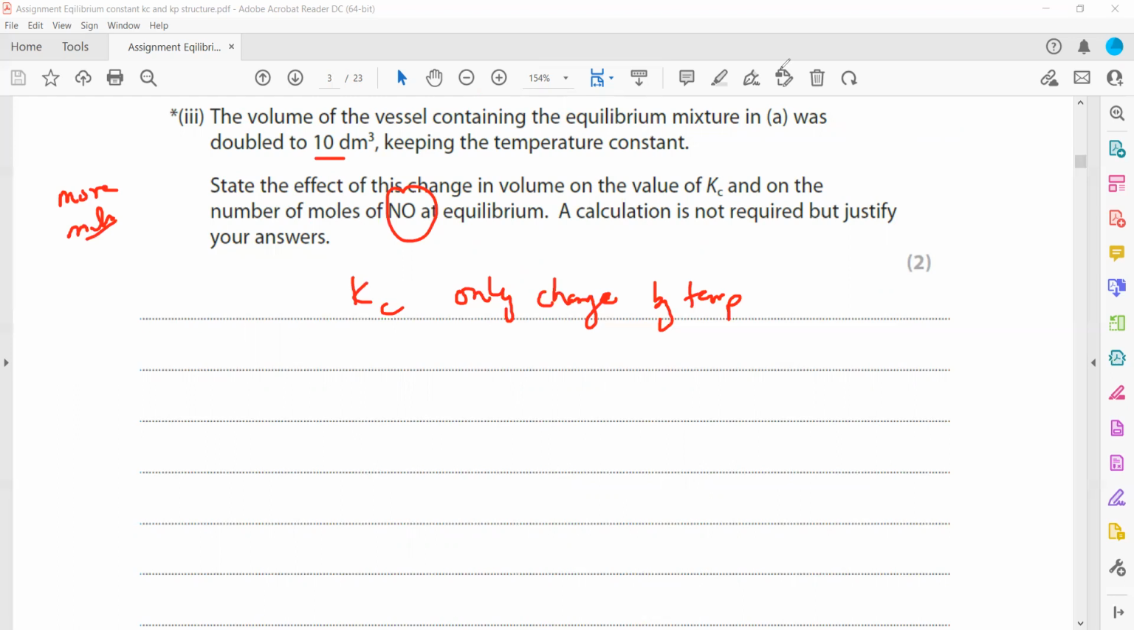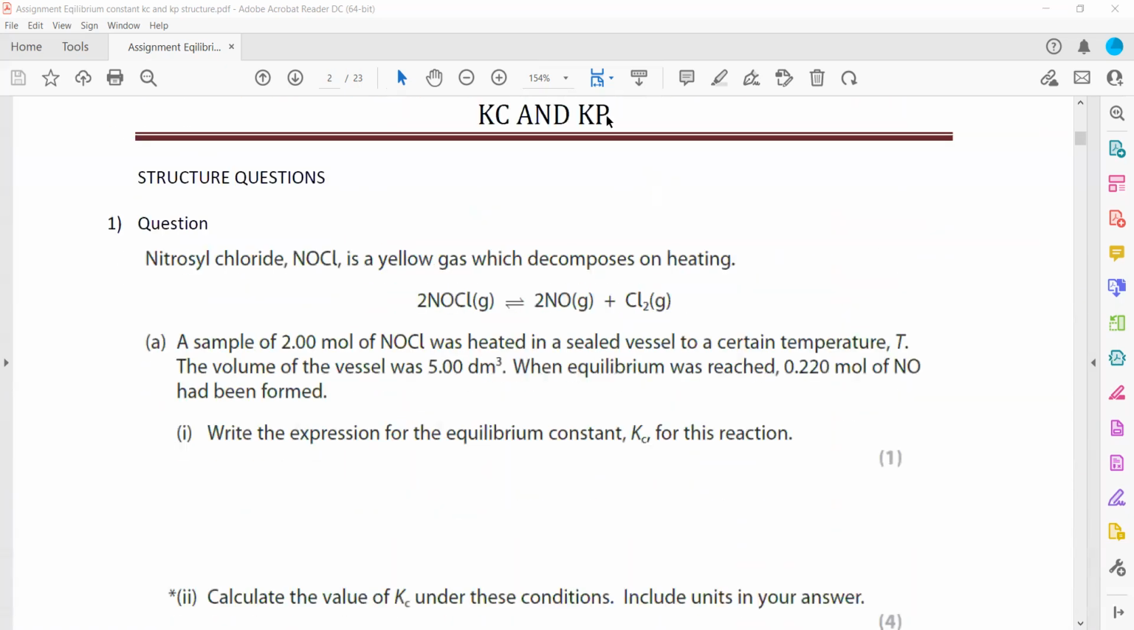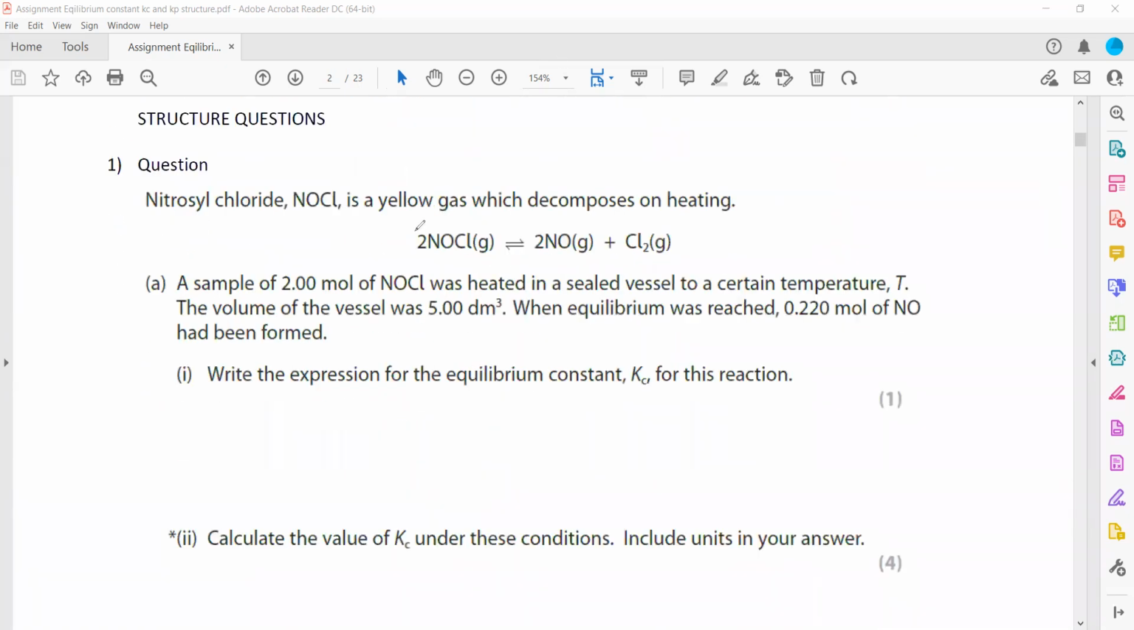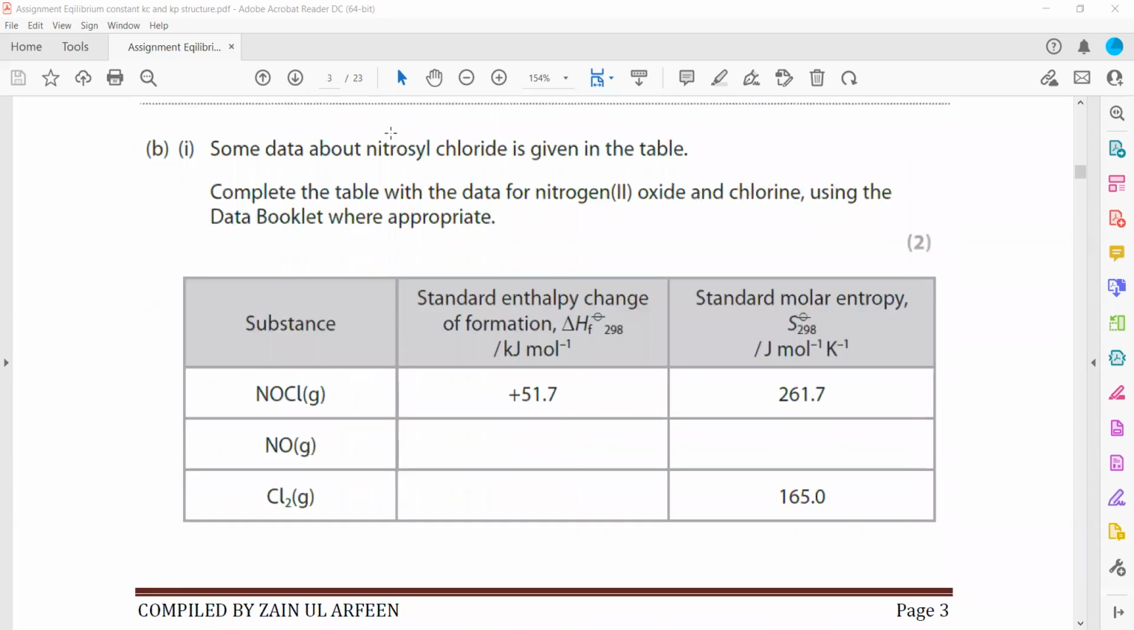So when we check the total number of moles of the gas on the reactant side, we have 2 moles, and the product side 2 plus 1, 3 moles. So decrease in pressure will shift the equilibrium towards the side where the number of moles is more. So in this case, the concentration of NO will increase. So what will happen to the concentration or amount of NO? That will increase.